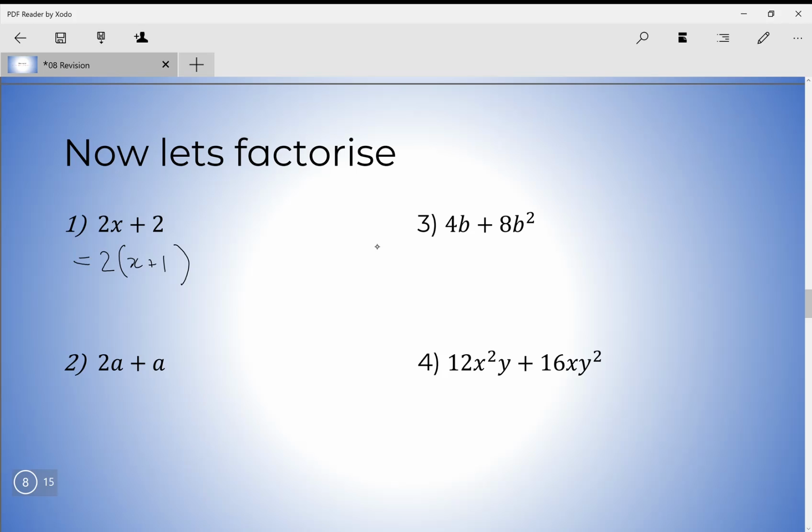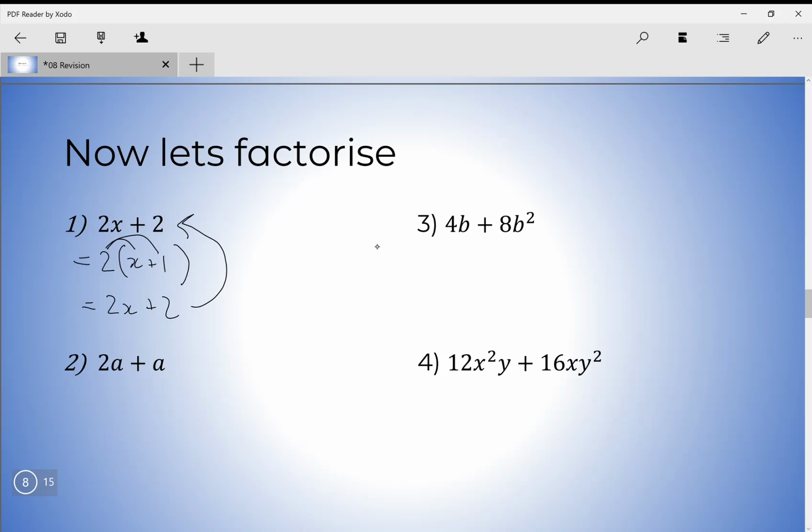And the easy way to make sure that you've done factorization correctly is to now expand these brackets, times 2 by 2 and times 2 by 1, and you should get this expression up here. And we'll see that that's what we get. If we times 2 by 2, we get 2x, and if we times 2 by 1, we get 2. And that is what we started with, and that's what we want to see.